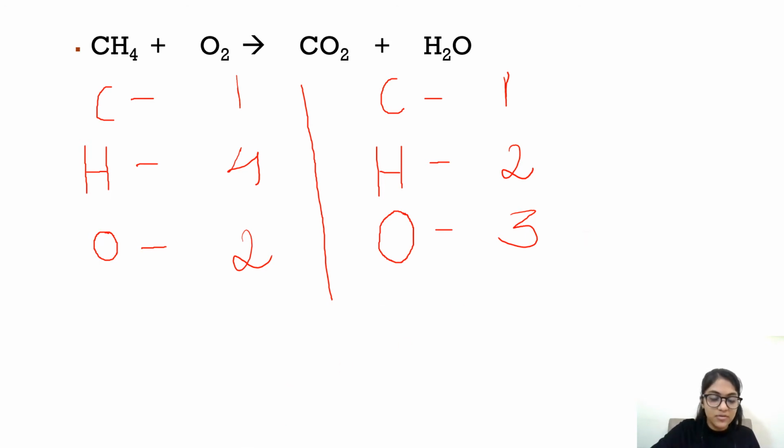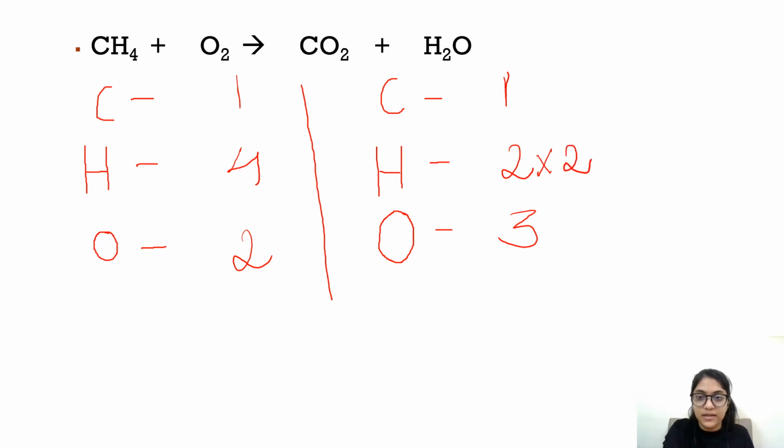Now this will be clearer when I solve the equation. So now let us start solving hydrogen first. Over here we have 4 atoms, and over here 2. And I think you know what to do right now.